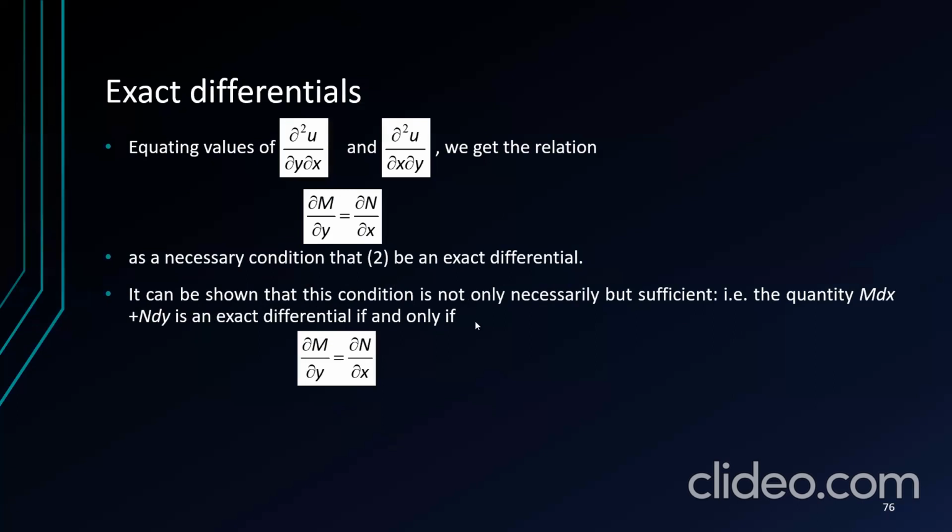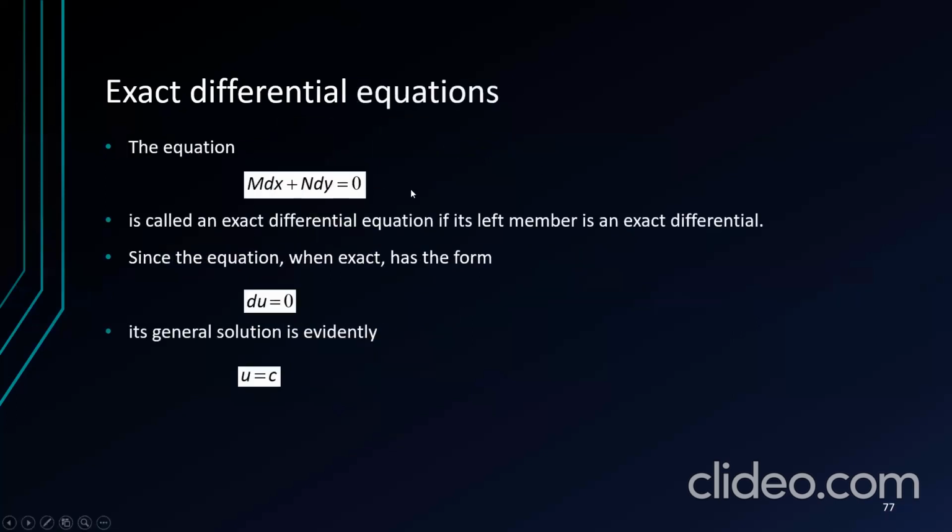It can be shown that this condition is not only necessary but sufficient. That is, the quantity M dx plus N dy is an exact differential if and only if the partial derivative of M with respect to y is equal to the partial derivative of N with respect to x. So the equation M dx plus N dy is called an exact differential equation if its left member, ito, is an exact differential. Since the equation, when exact, has the form du is equal to 0, its general solution is evidently u is constant.